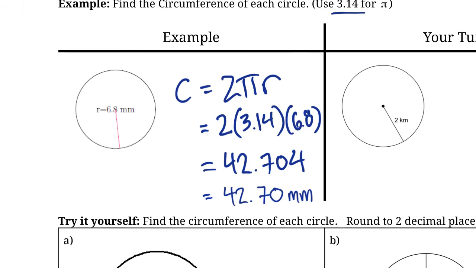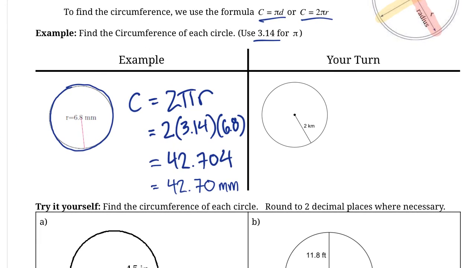So we just calculated the length around the whole outside of the circle, right? The perimeter of that circle. It's 42.7 millimeters. Okay, now it's your turn. This next circle has a radius of 2 kilometers. Big circle. Can you find the perimeter or the circumference of this circle? Pause the video here, try it for yourself, and unpause when you have your answer.